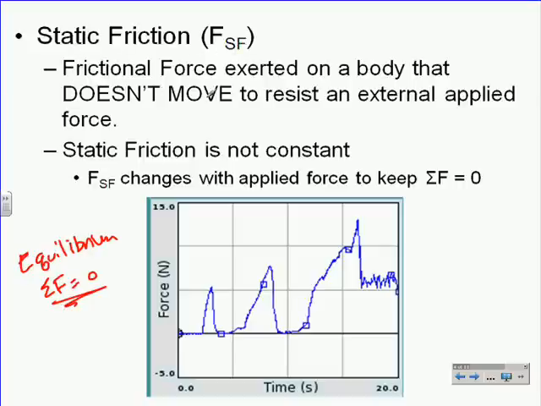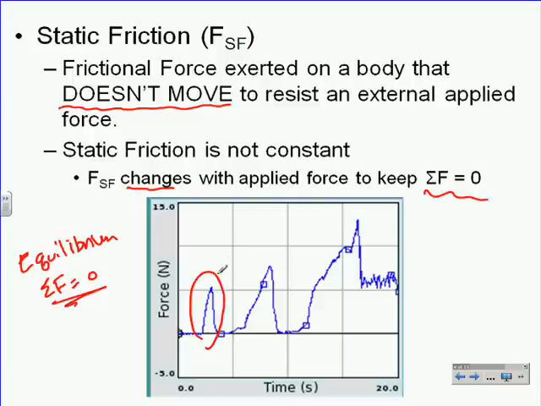The frictional force exerted on a body that doesn't move to resist an external applied force. I applied an external force to that block through the string. Nothing happened. Why? Because there is a static friction force that changed in order to keep the net force on that block equal to 0. That's this first section right through here.